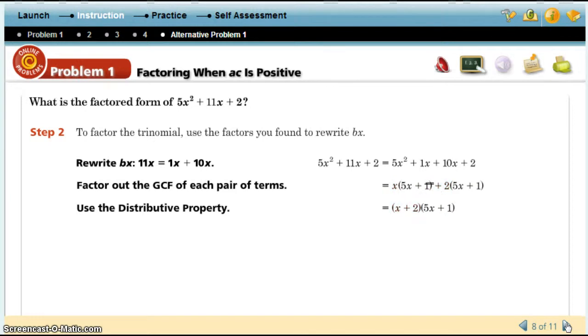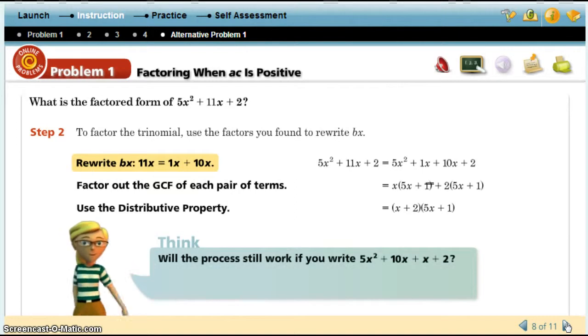So you can factor the trinomial into the quantity x plus 2 times the quantity 5x plus 1. Will the process still work if you rewrite bx as 10x plus 1x, switching the order of the terms?